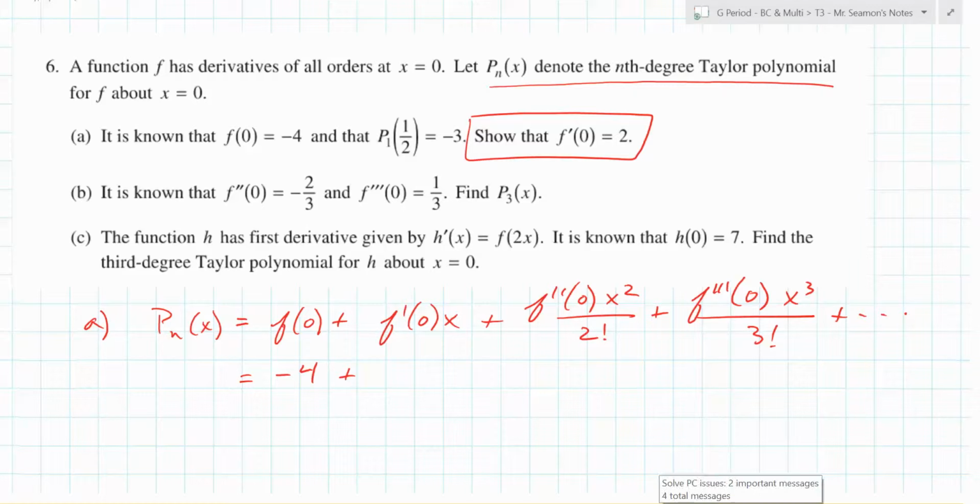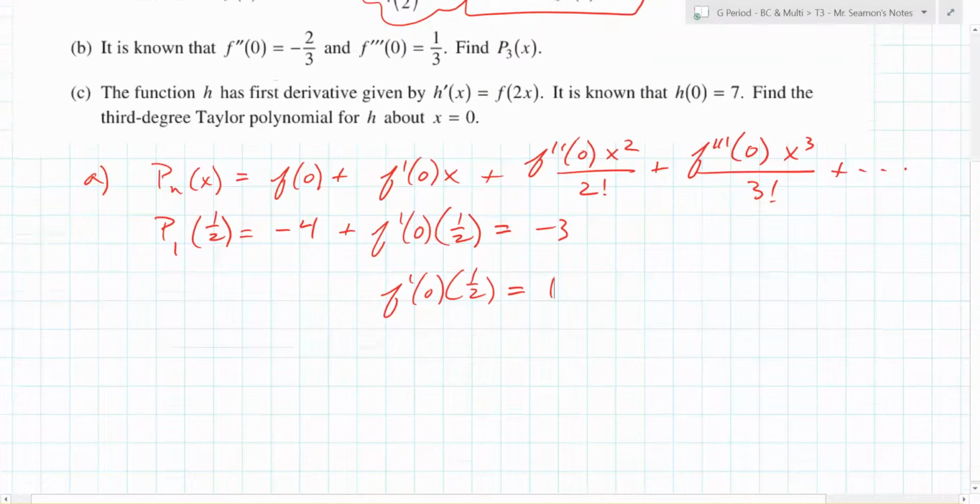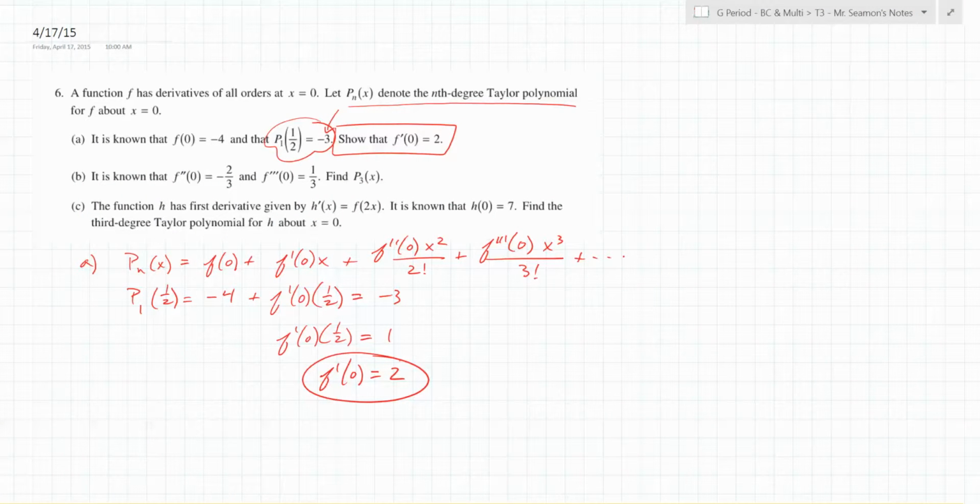So how do we go? We know that's -4, but what do we do for everything else? So we know P1, so when you plug in a half, what do you get? f'(0), and what do we plug in for x? 1/2, but we know that this whole thing equals what? -3. So you know f'(0) times a half is equal to what? 1. So therefore f'(0) has to be what? 2. Finish it. Okay, so that was simply them getting you to write the Taylor polynomial.